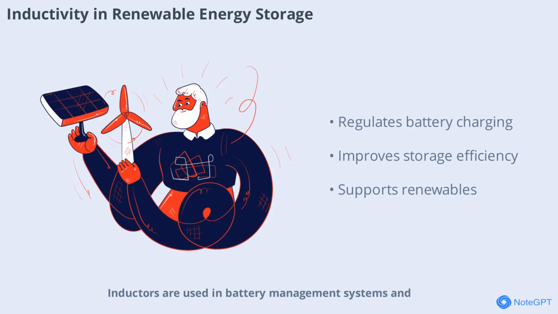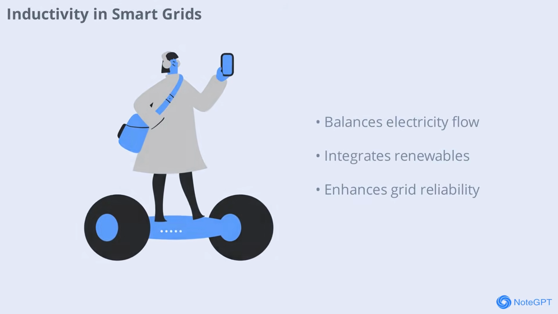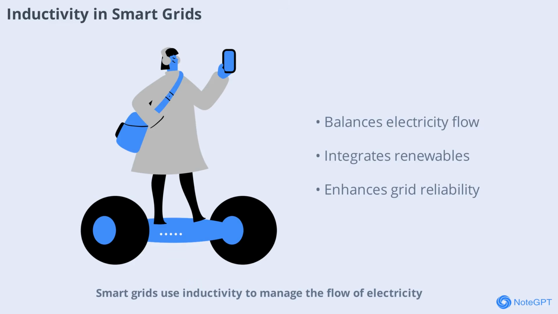Inductors are used in battery management systems and energy storage devices to regulate charging and discharging. This helps maximize the lifespan and performance of batteries used in solar and wind power systems. Smart grids use inductivity to manage the flow of electricity, balance supply and demand, and integrate renewable sources. Inductive components help ensure reliable and efficient operation, making our power infrastructure smarter and more resilient.